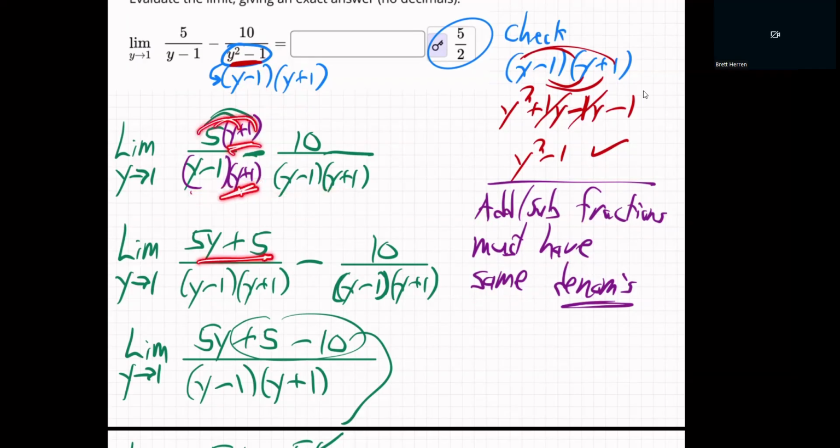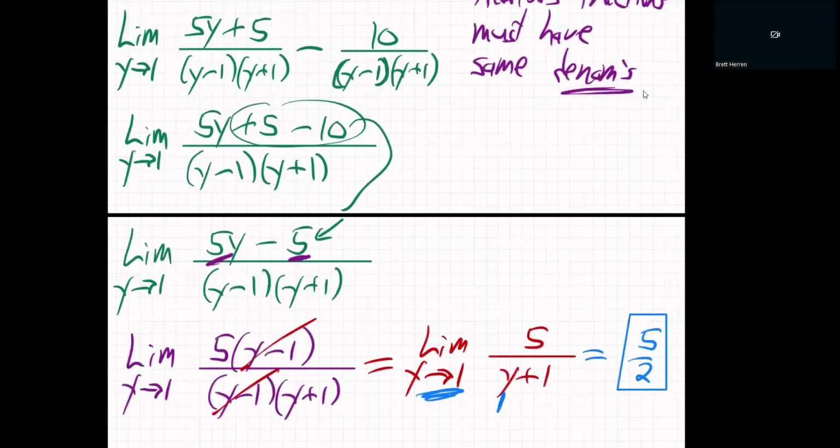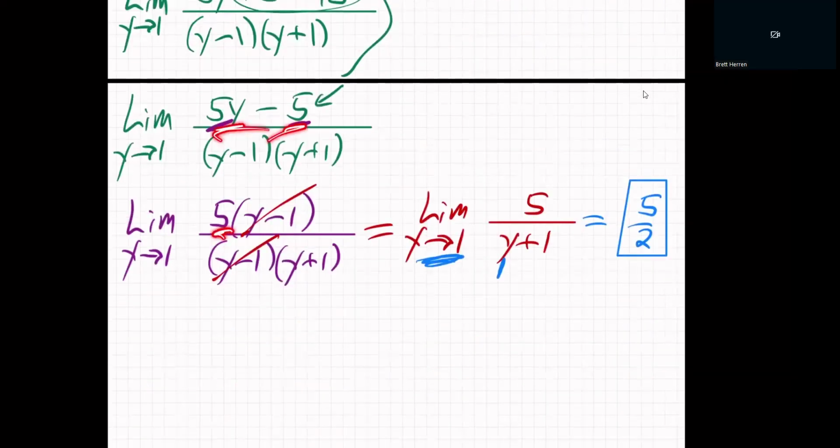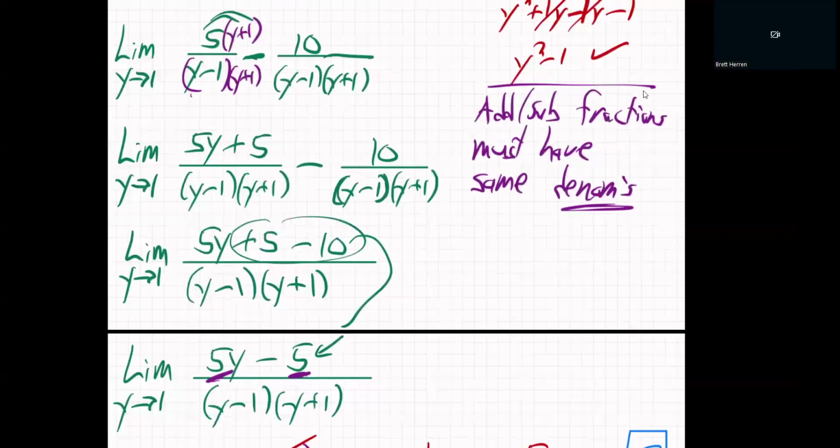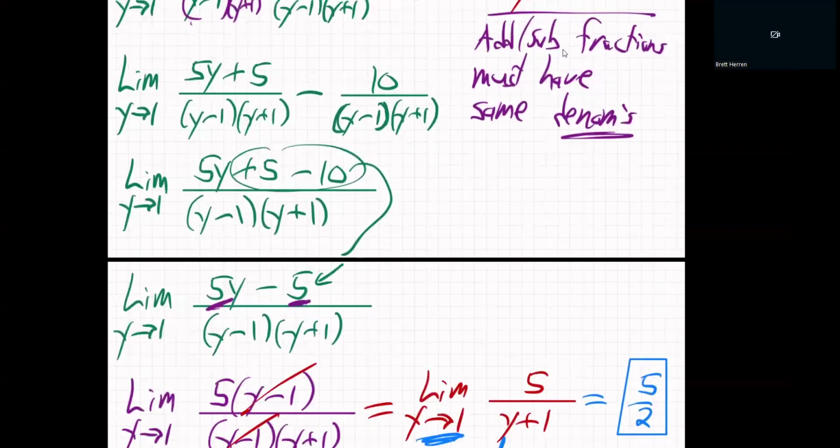So that multiplied on the top, 5y plus 5. Now they have the same denominator. Combine them together into one fraction, simplified, and then factored out that 5 on the top. Then cancel the y minus 1s. Then we could plug in the 1, and it worked. And so that's our answer. And there we go.